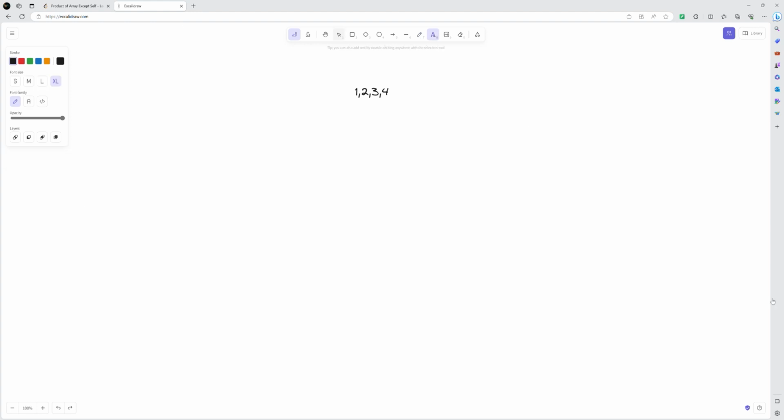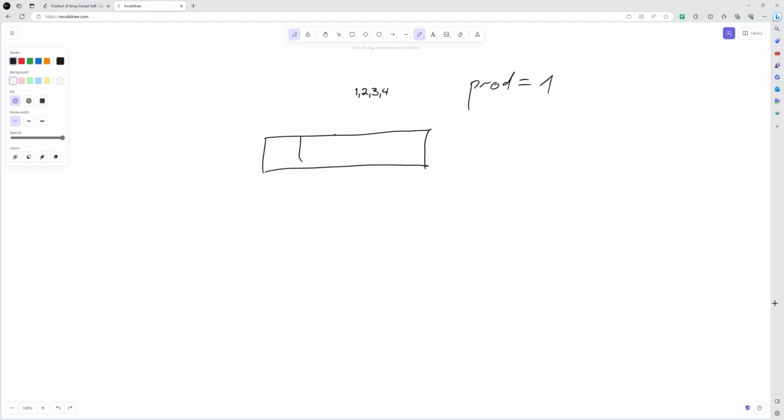Say this is our array, and for multiplication, the neutral element is 1. So we'll start with 1. To get the product, we will first calculate the prefix product, then the suffix product. And so we will declare our array result, and we will just go over the elements from left to right and calculate the prefix product.